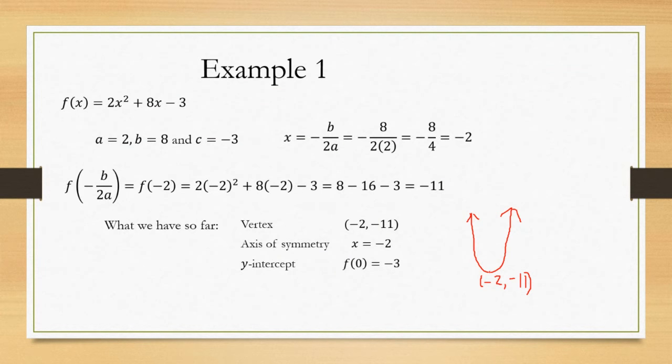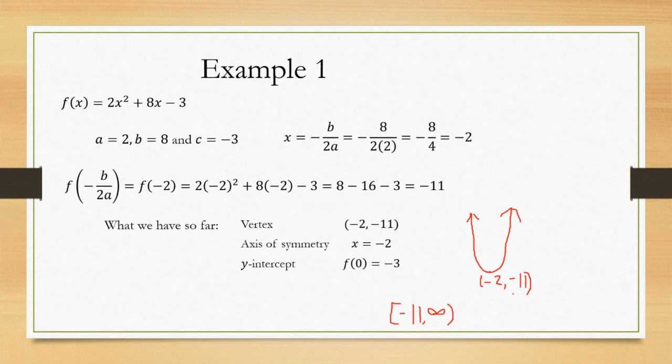And actually, we can get the range easily because it's opening upward. So the range is going to go from minus 11, comma, infinity. So that's what the range here is actually going to look like. I'll show you the graph shortly, and I'll show you how to get the range from that.